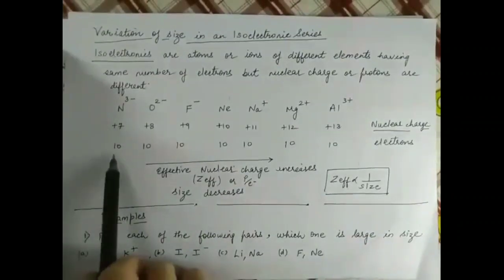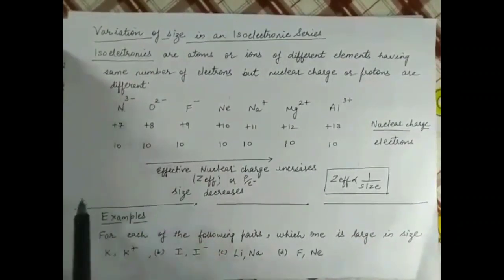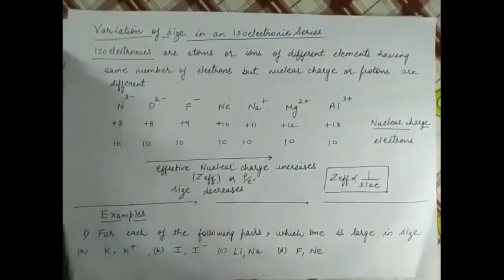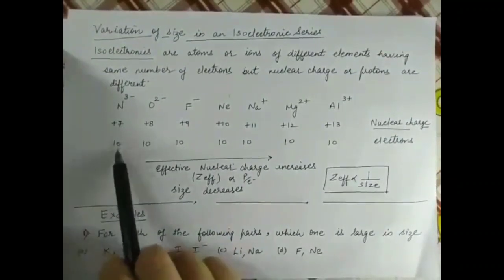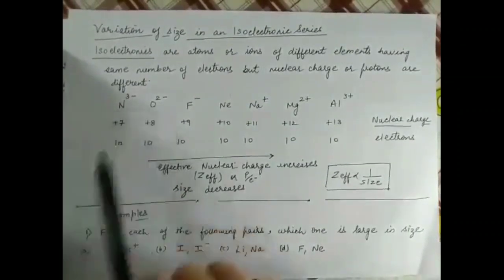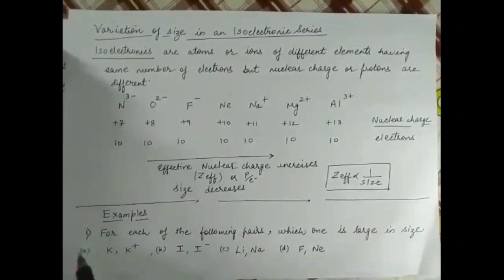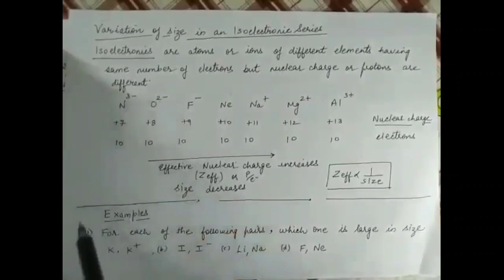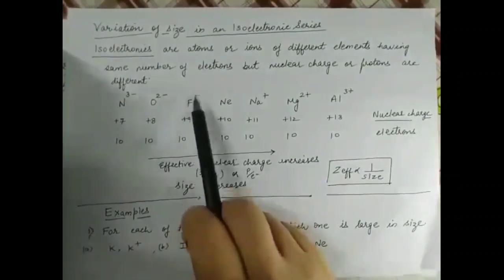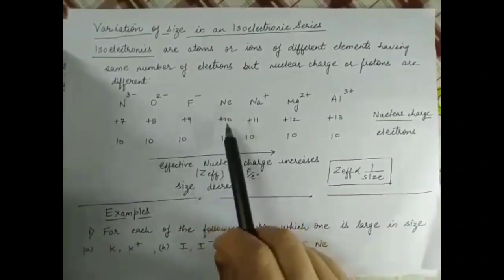But the number of electrons: in the case of N3 minus, the number of protons is 7. Now the number of electrons should be 7 if it is neutral, but nitrogen has 3 minus charge, meaning it has gained 3 electrons. So what will be the total number of electrons in N3 minus? It will be 10. Likewise, in a neutral oxygen atom, the number of electrons is 8 because the atomic number is 8. So it has 2 minus charge. So what will be the total number of electrons in O2 minus? 10. Likewise, F minus, the number of electrons is 10, neon 10.